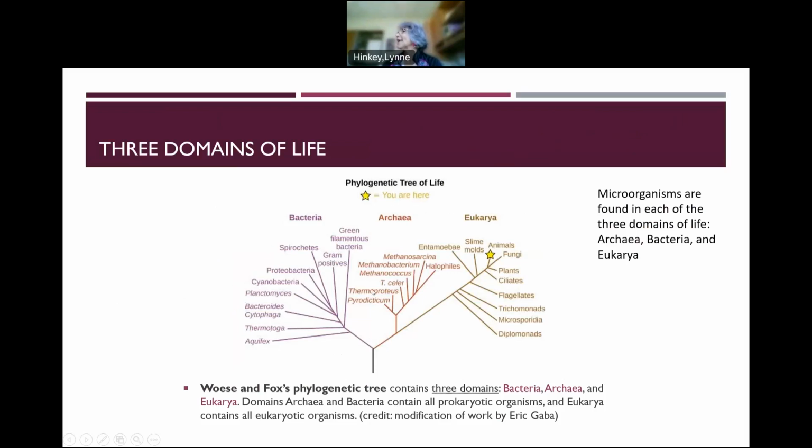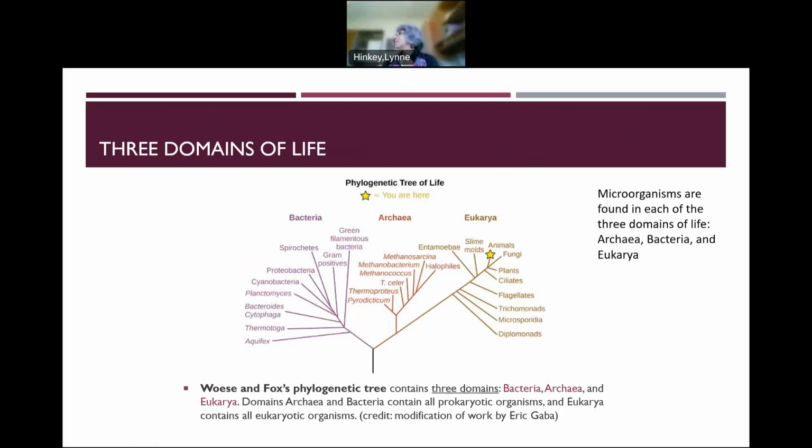We have archaea, and we'll talk about archaea a little bit more. Another single-celled organism with no nucleus. And then our eukarya. And these are organisms that have a nucleus. Their cells have a nucleus. Some of these are single-celled, some are multi-celled: animals, fungus, plants.